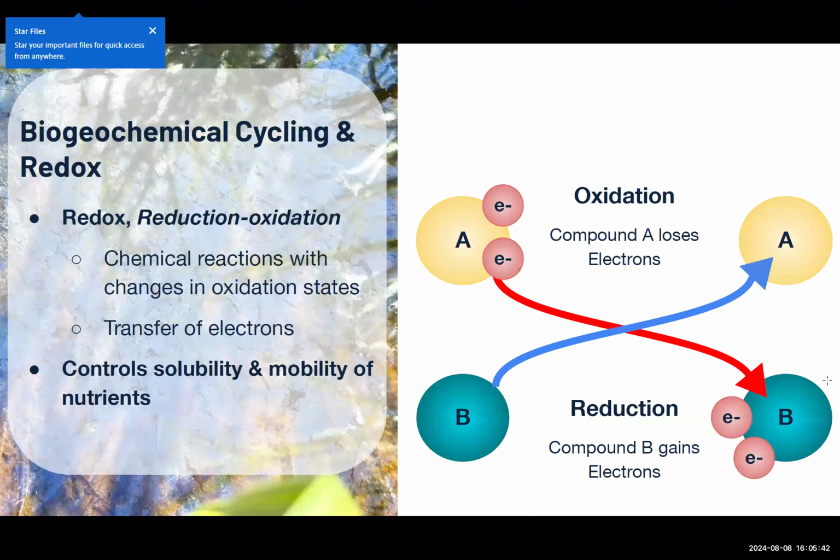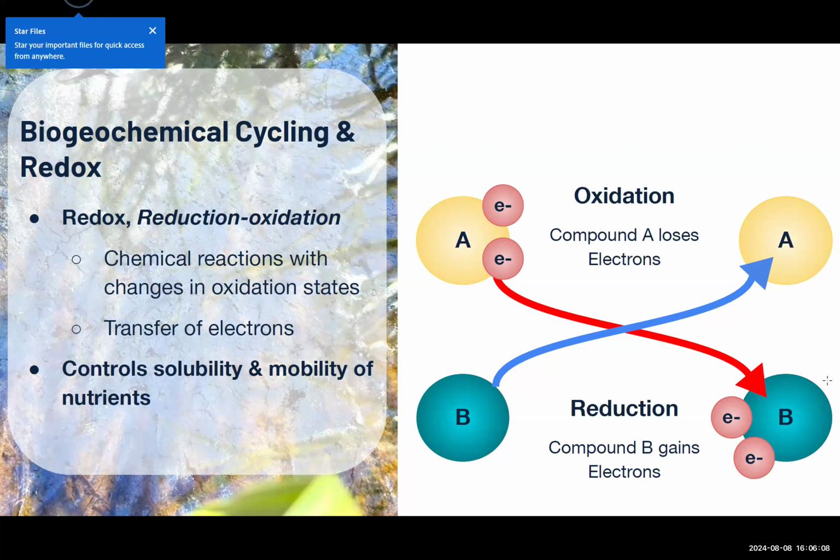All of this is made possible by redox reactions. So redox, or reduction oxidation, is a chemical reaction in which oxidation states change, or just a transfer of electrons. So compound A loses electrons and compound B gains them. This also dictates the forms of those compounds and therefore their availability or capability within a system. So redox overall controls the solubility and mobility of nutrients in these environments.